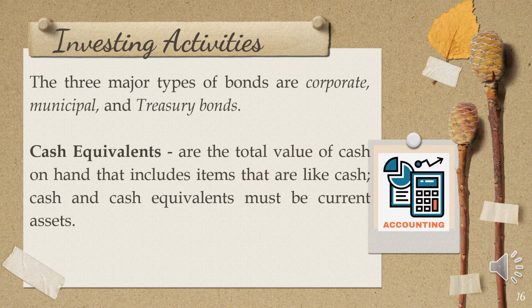And yung last type of investing activities is cash equivalents. Cash equivalents are the total value of cash on hand that include items that are like cash. Cash and cash equivalents must be current assets.